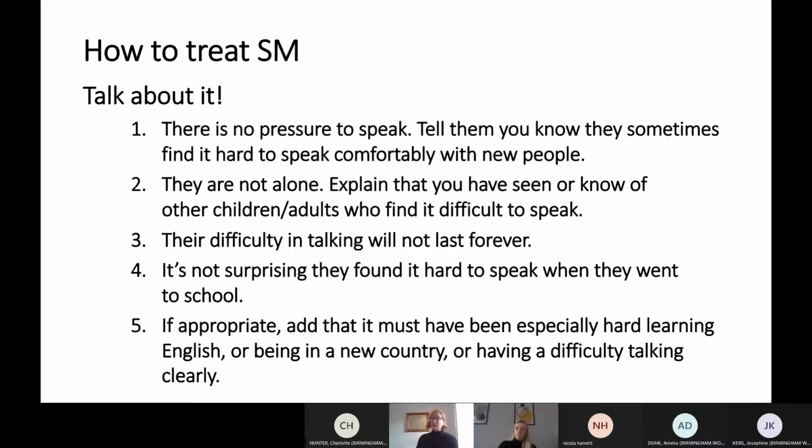So maybe if they've started a new school, or if they're young and they've started a new school, explain that starting a new school is scary. It's not surprising that they're finding it difficult to talk and communicate. And then if appropriate, also acknowledge that it's really difficult to learn a new language. You're doing really well. Wow, you're in a new country. This must feel scary sometimes. Or if they're having difficulty speaking clearly, just acknowledge everything with them.